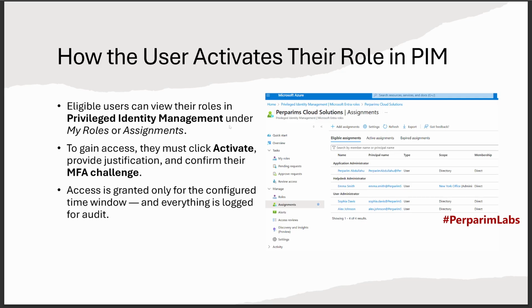From the user side, they open Privileged Identity Management and view their eligible roles. To activate, they click Activate, provide justification, and complete MFA if required. Access is only granted for the configured time window, and everything is logged for auditing and compliance.